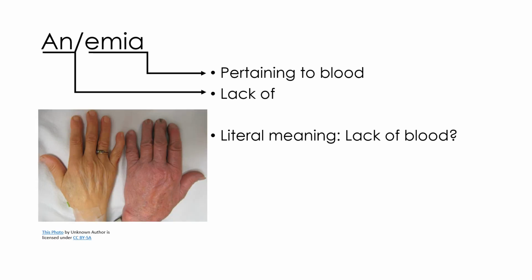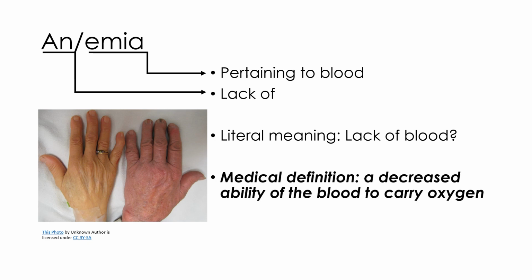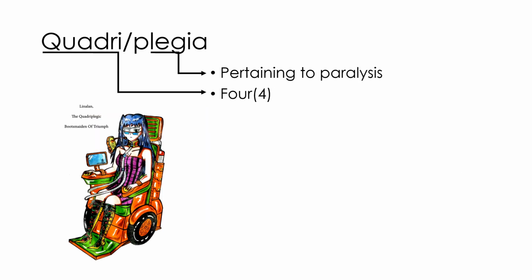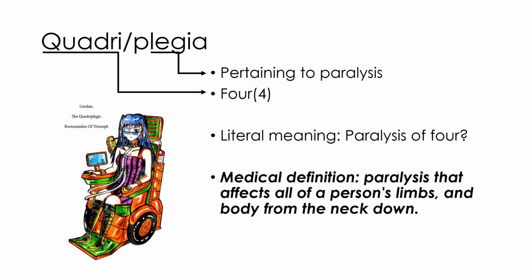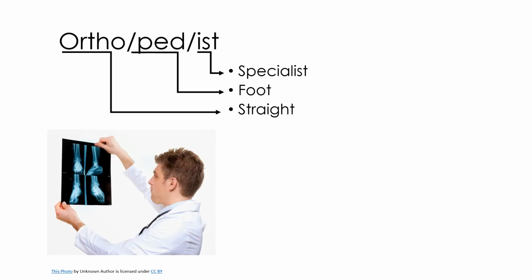Here's another one, anemia. Literally, it means lack of blood, but then it doesn't really mean that someone who has anemia doesn't have blood at all. The medical definition of anemia is a decreased ability of the blood to carry oxygen. And then there's quadriplegia, which literally means paralysis of 4, but is that the actual meaning of this medical term? No. It's the paralysis that affects all of a person's limbs and body from the neck down.